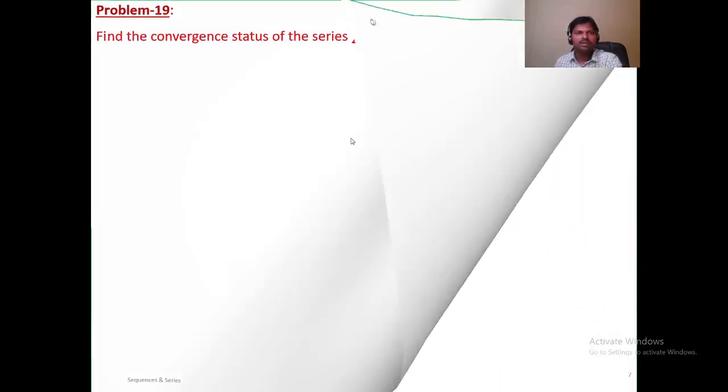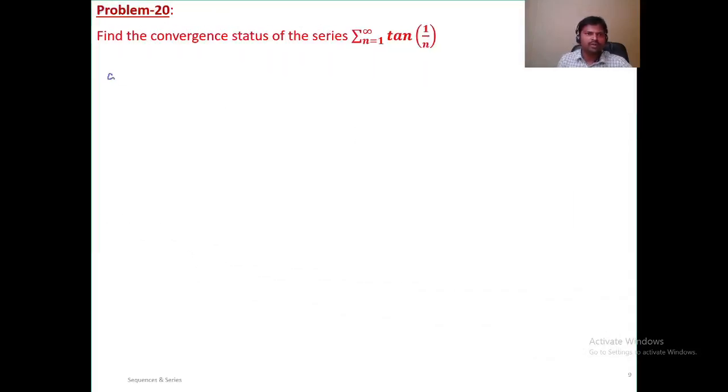Okay, next one, last problem by using limit comparison test. Look at this, it's an interesting one. Find the convergence status of the series tan 1 upon n. So therefore An is tan 1 upon n. Okay, so let us proceed one by one.